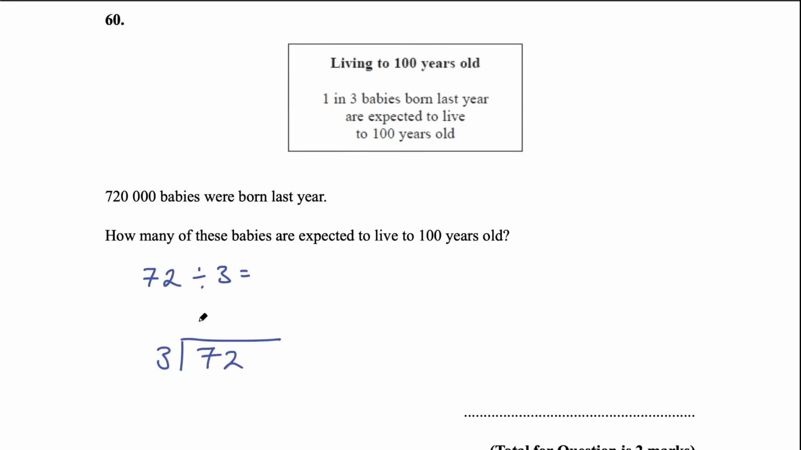3 goes into 7 twice. That would be 6 with 1 left over. So you carry that 1 across to the next number. 12 divided by 3 is 4 with no remainders. So 72 divided by 3 is 24. So if 72 divided by 3 is 24, 720,000 divided by 3 is going to be 240,000. Okay, so 240,000 babies born last year would live to 100 years old.